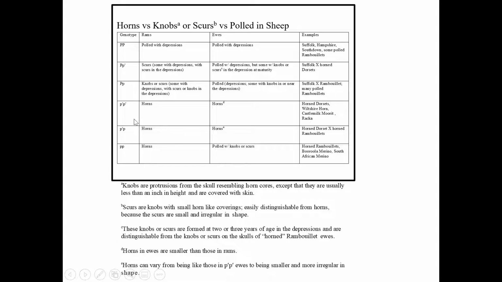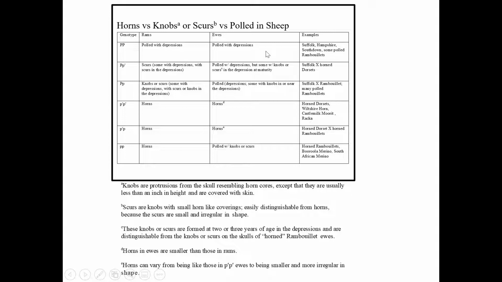Next topic we'll look at is horns in our sheep. So we'll look at our different genotypes. For our sheep, we have quite a few. We'll start with big P, big P. Whenever a sheep has big P, whether they're a ram or a ewe, they'll be polled with depressions.